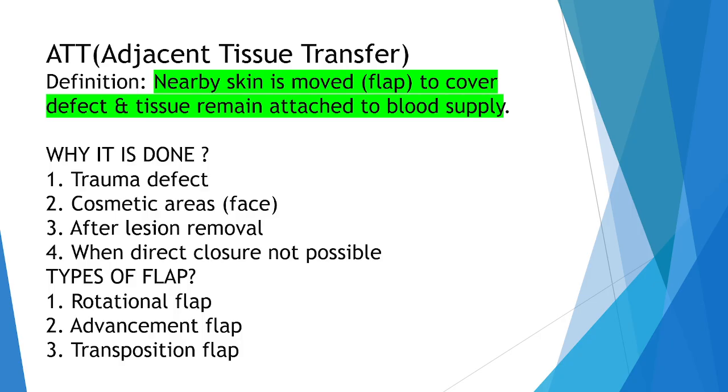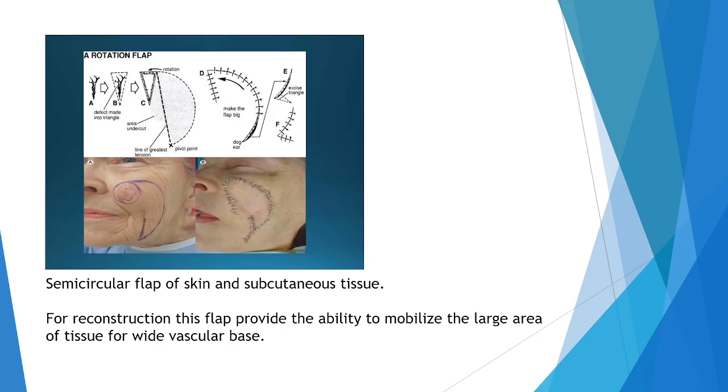Before understanding the ATT, we have to know the types of flap. There are three types of flap: rotational, advancement, and transpositional flap. The rotational flap is a semicircular flap, as you can see here.